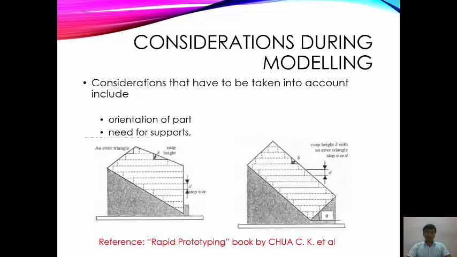Considerations that have to be taken into account while doing modeling are orientation of the part and need for support. Orientation of the part plays a major role in determining the staircase error. When the area of surfaces perpendicular is increased, the staircase error can be decreased. This staircase error can also be decreased by reducing the height of each layer.